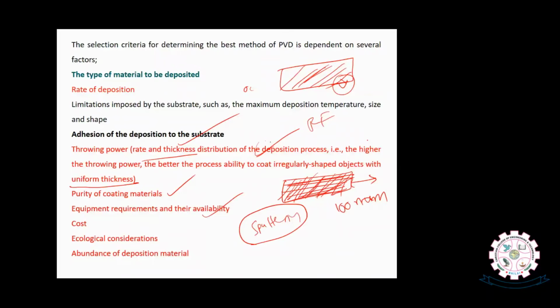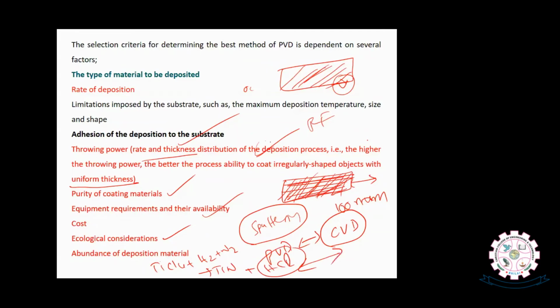And the cost also. See, with all the PVD techniques, the initial cost you need to put up is high, but the CVD techniques are slightly more cost effective. But your consumables are always more, they are costly in the case of CVD. Ecological considerations. See, for example, when I showed you the titanium nitride coating, TiCl4 plus nitrogen and hydrogen, you get titanium nitride plus HCl. So your HCl is always a byproduct. This always goes into the environment.